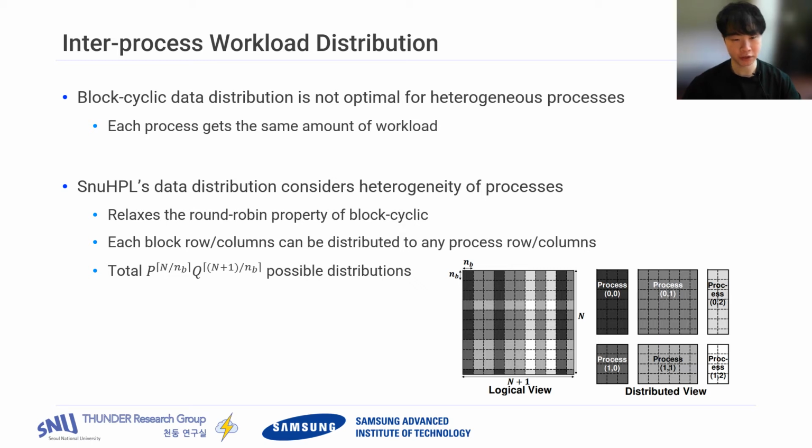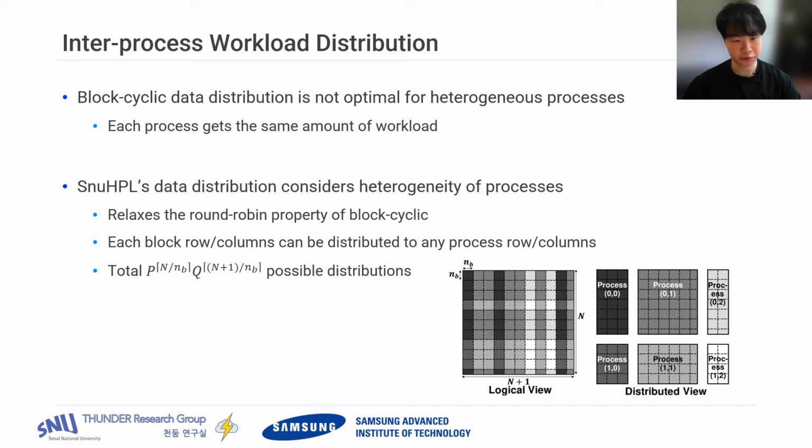SnuHPL's data distribution considers the heterogeneity of processes, which includes floating point computing power, memory capacity, and network performance. It relaxes the round-robin property of block cyclic distribution, so each block row or column of the coefficient matrix can be distributed to any process row or column.